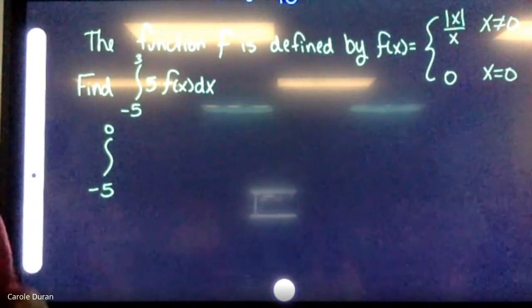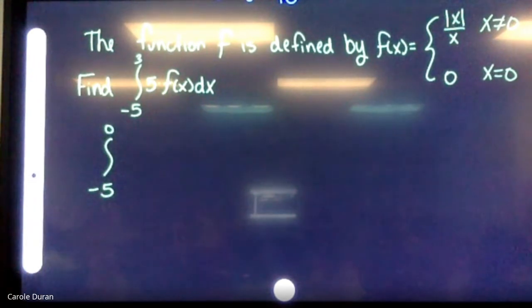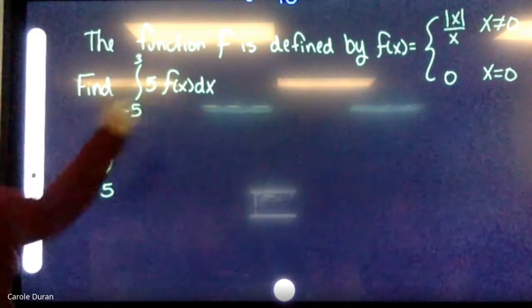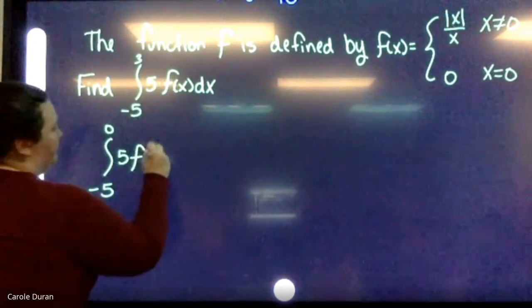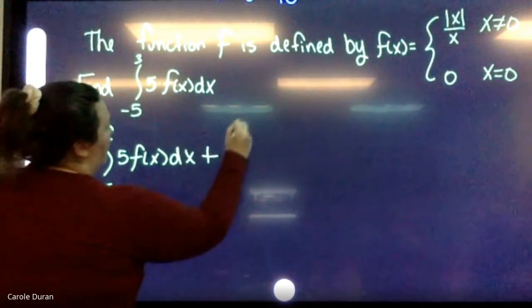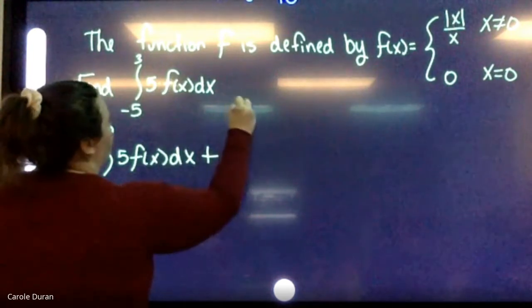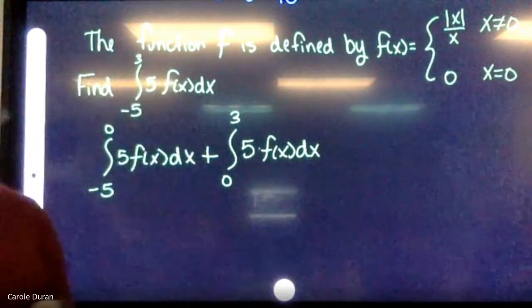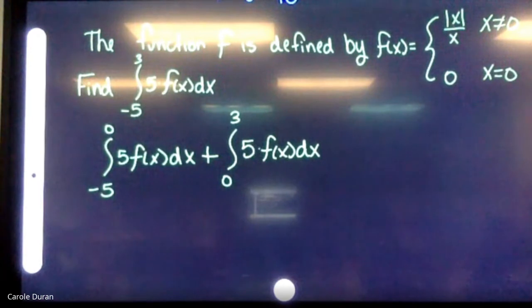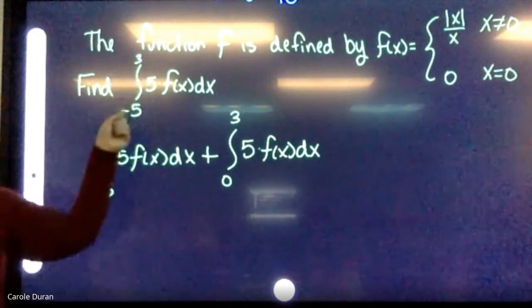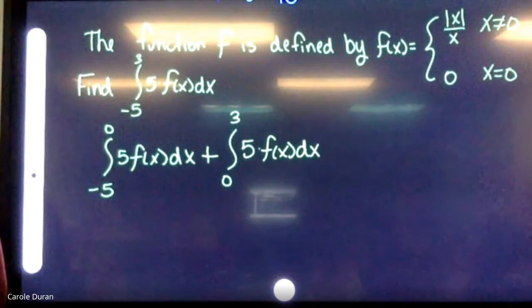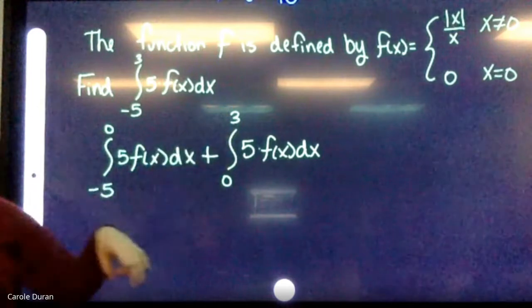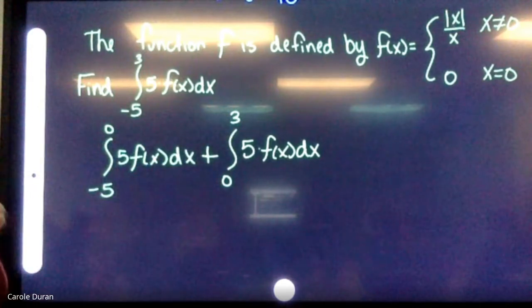So my first integral is going to go from -5 to 0, because that's where my discontinuity happens. Just trust me. And then I will go from 0 to +3, because that's where my overall integral was ending. You have to connect -5 to 0, 0 to 3. Are we all okay with how I split that? Okay.